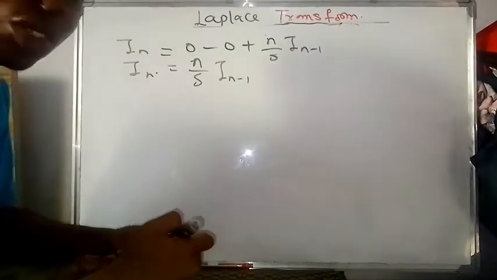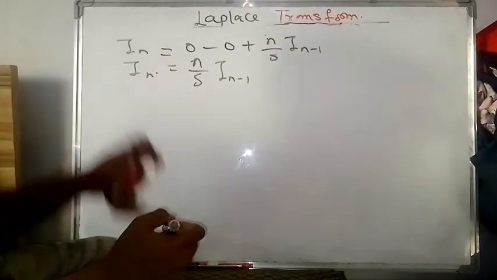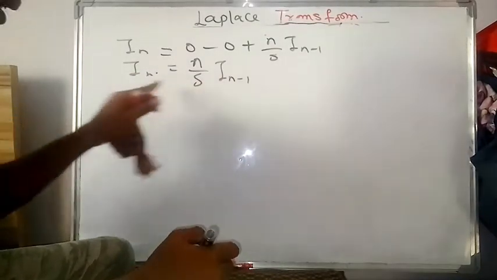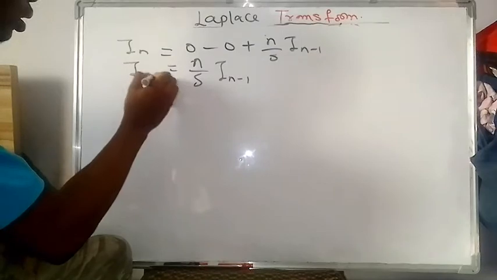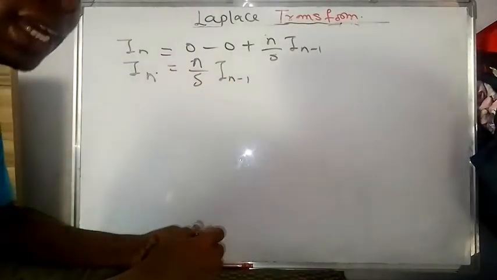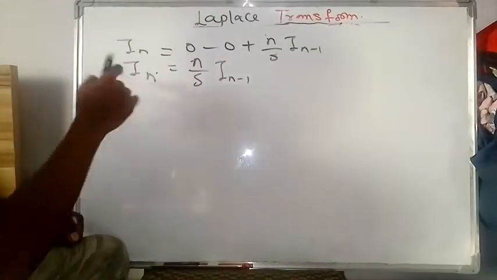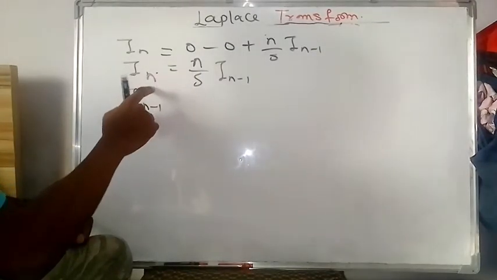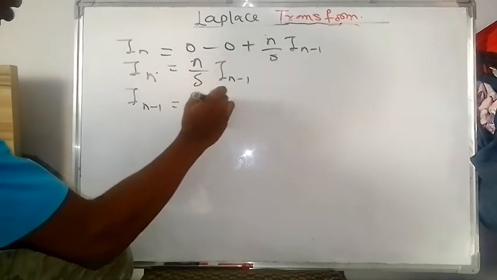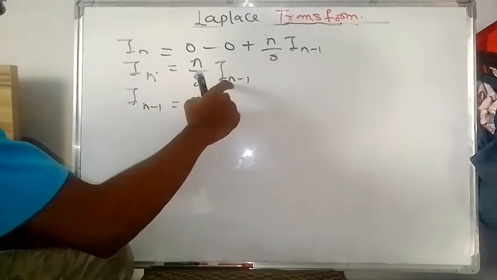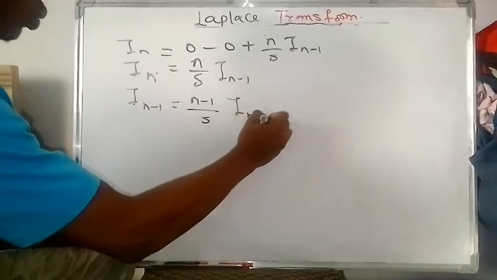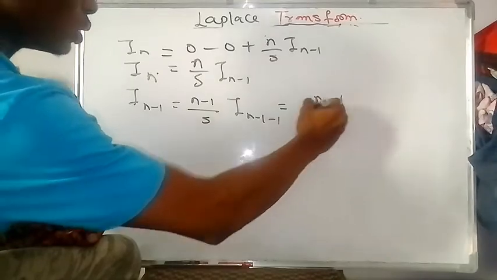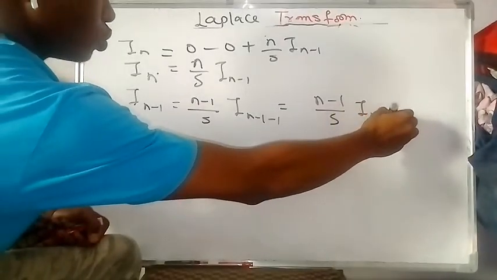Now if I choose to replace n with n minus 1, because n can be any figure, so if n is equal to 3, here is equal to 2. So if I replace n by n minus 1, what do I have? Replacing n here with n minus 1, and replacing n here with n minus 1 divided by s, this is n minus 1 minus 1. So this becomes n minus 1 divided by s, I n minus 2.